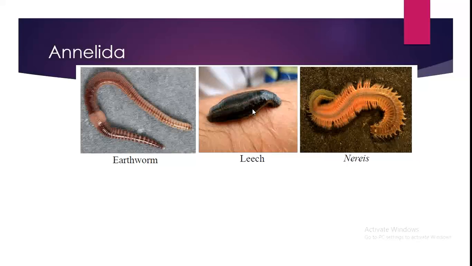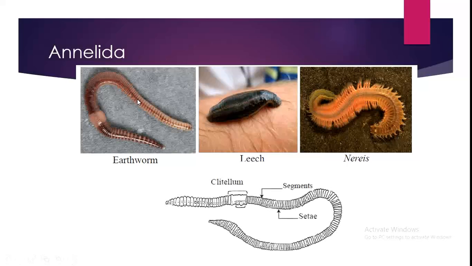The characteristic feature of this phylum is their bodies are segmented. This segmentation can be seen both externally and internally. Therefore, they are also known as segmented worms. And this is the first phylum with a coelom. A coelom is a fluid-filled cavity between body wall and the digestive tract.